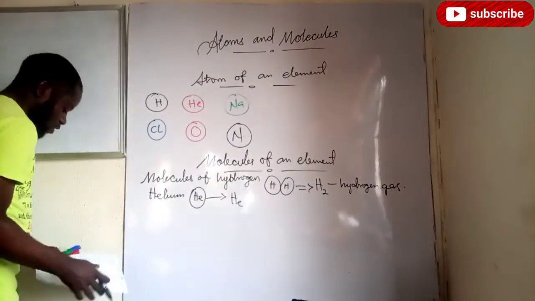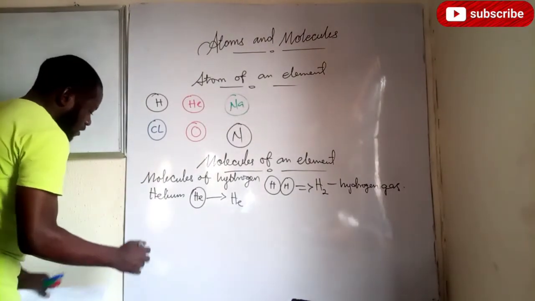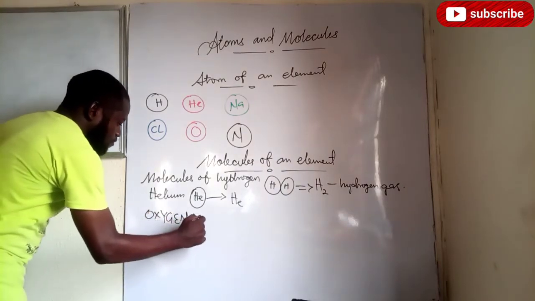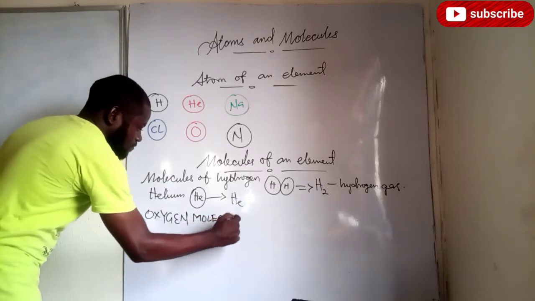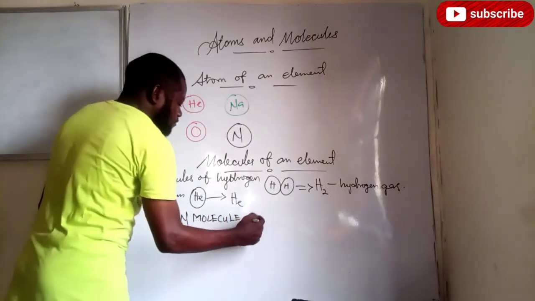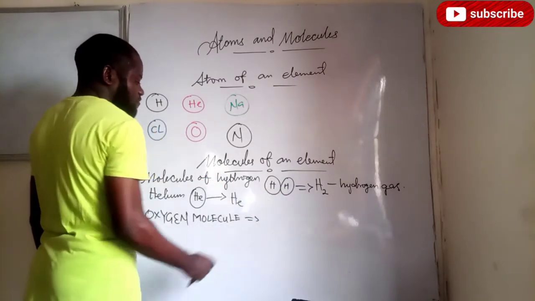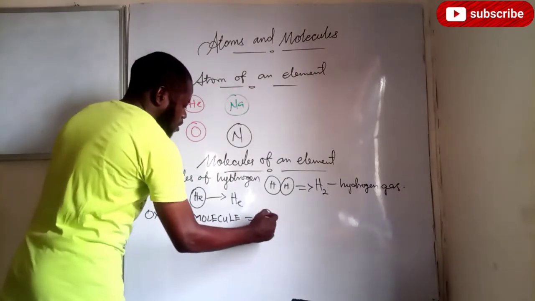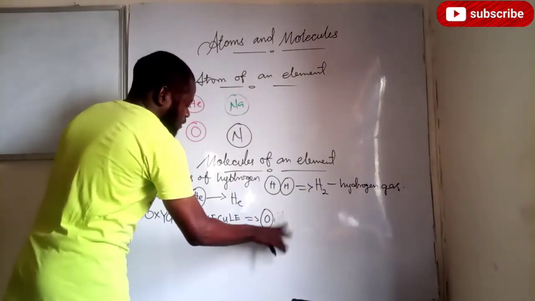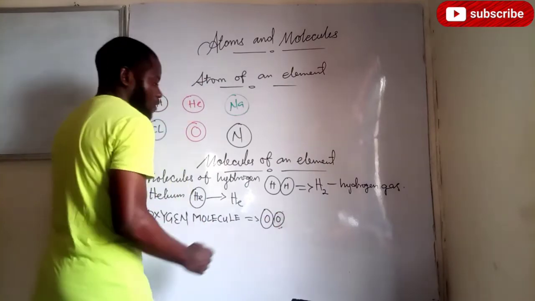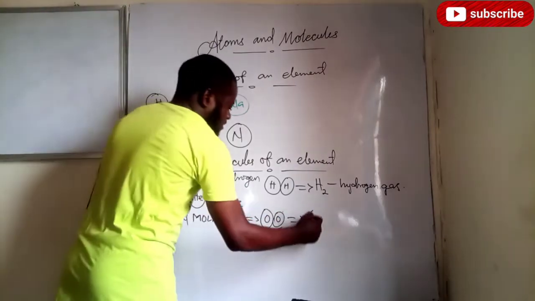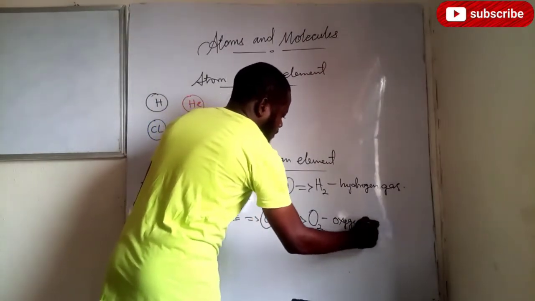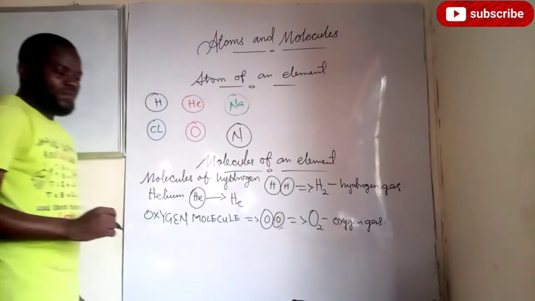So the same thing goes for oxygen. The oxygen molecule, just like the hydrogen molecule is two atoms of hydrogen, is also made up of two atoms of oxygen. And this is O2, which we call oxygen gas. Are we together now?